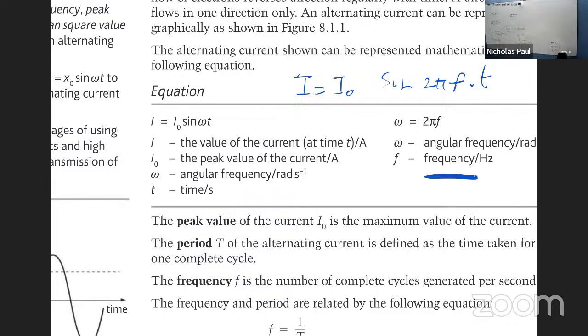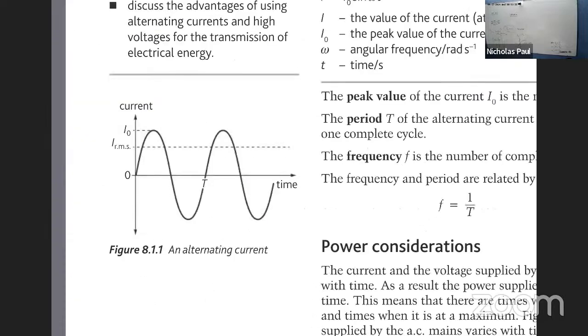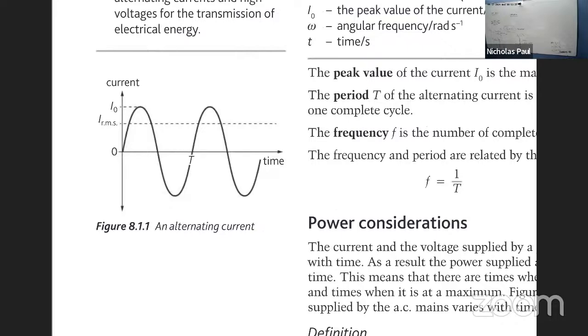You know what peak value is, you know what period is, the time for one cycle, and frequency, the number of cycles in 1 second. What is peak to peak? Peak to peak is here to here. So your peak to peak value will be I naught minus minus I naught, which is technically 2 I naught. That is your peak to peak value, 2 I naught.